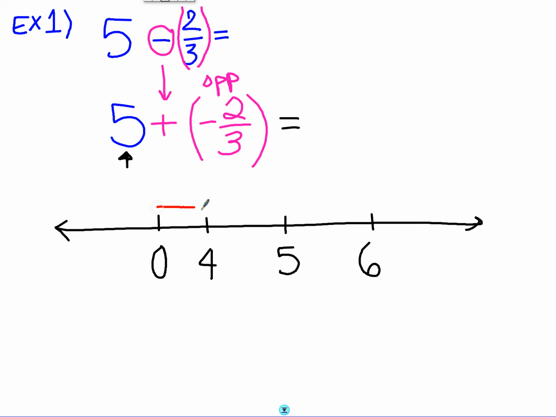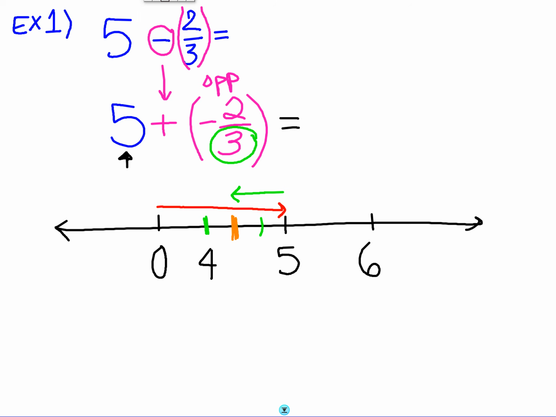So from 0, I would go to 5 because it's positive, and in this case, we're going to go back 2/3. The way that we do this is, if I know I'm going backwards in thirds, I'm going to go back from 5 and break this up into 3 parts. So I need 2 lines because the third line ends up being at that 4. So now it's 3 parts total. And so I'm going to go back from 5, 1, 2 of the thirds. So my answer ends up being right here.